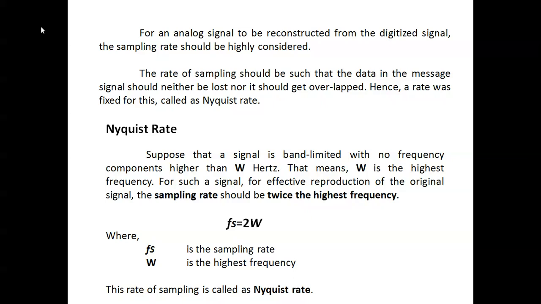So the message signal should neither be lost nor overlapped, hence the rate is fixed. That is why we are using the Nyquist rate. The Nyquist rate equation is Fs is equal to 2W, where W is the highest frequency.